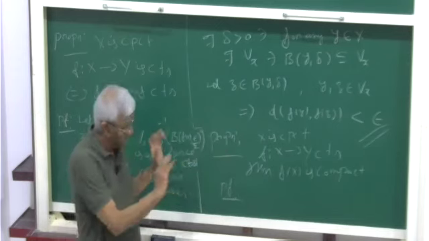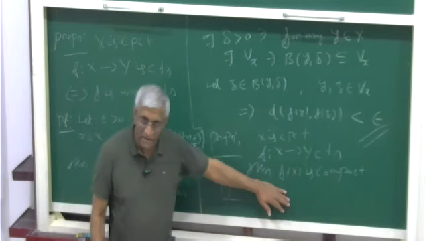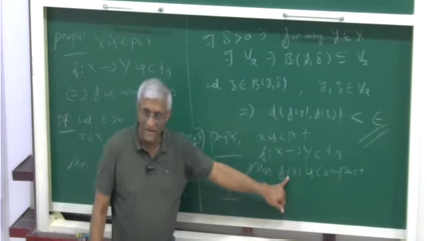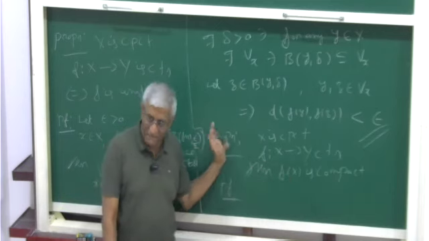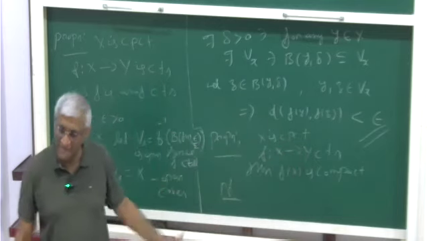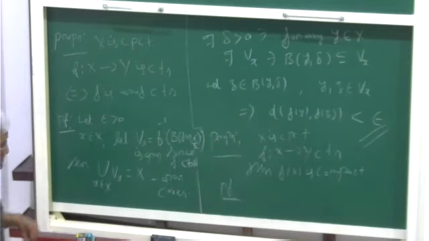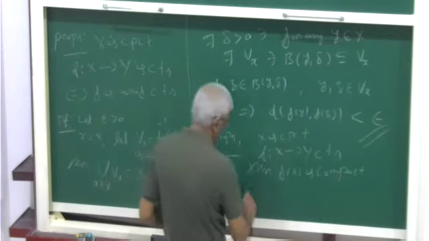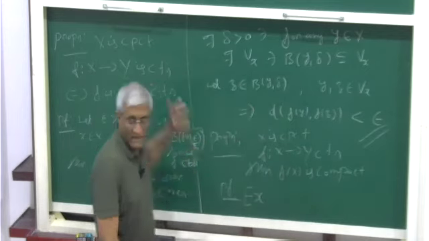Or, using sequential compactness, you can take any sequence here. Taking inverse images, there will be a subsequence which is convergent. Because f is continuous, if you take the image of that, you get a convergent subsequence. So both ways it's clear.